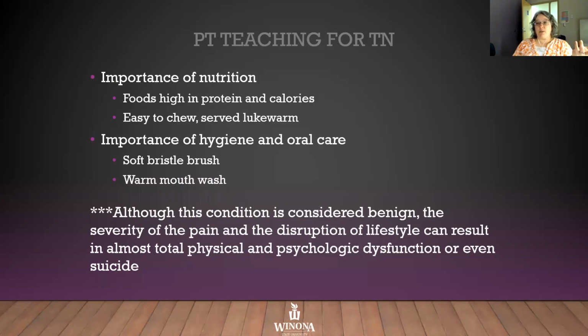Patient teaching for trigeminal neuralgia includes the importance of nutrition. We want to make sure that they're eating lots of foods that are high in protein and high in calories, but that are also easy to chew. And because temperature is a possible trigger as well, we need to make sure that food is served lukewarm, not too hot, not too cold. The Goldilocks phenomenon, right? Her porridge couldn't be too hot or too cold, and neither can these guys.